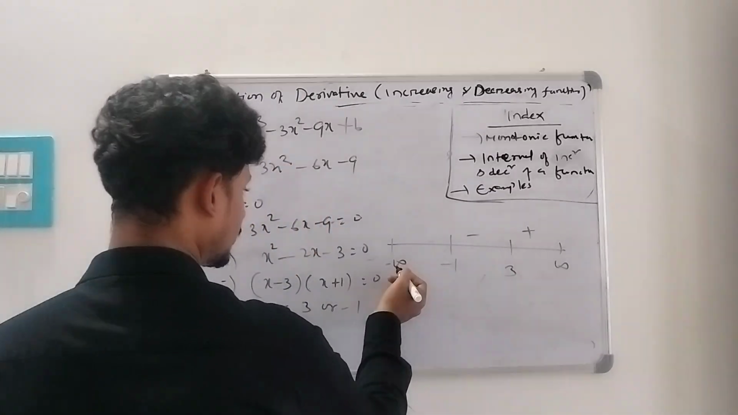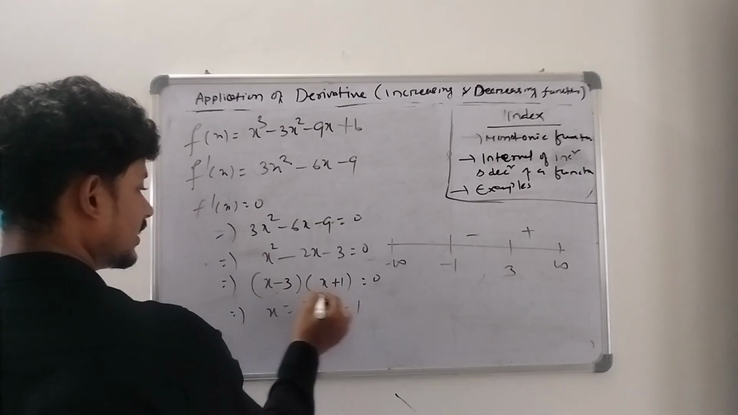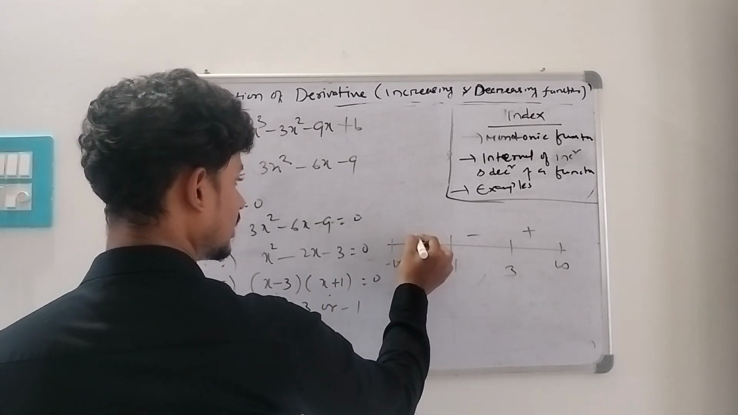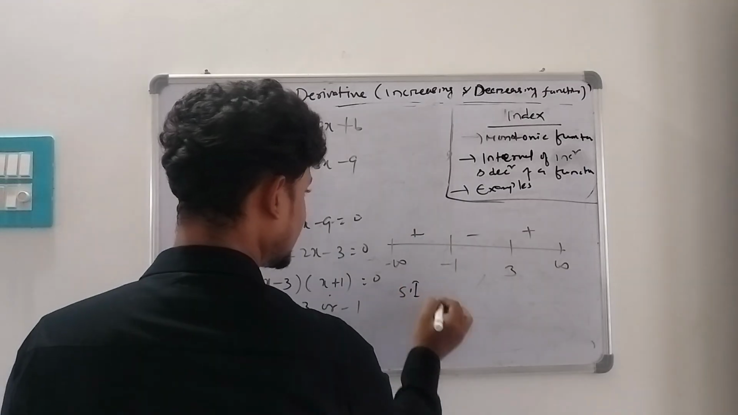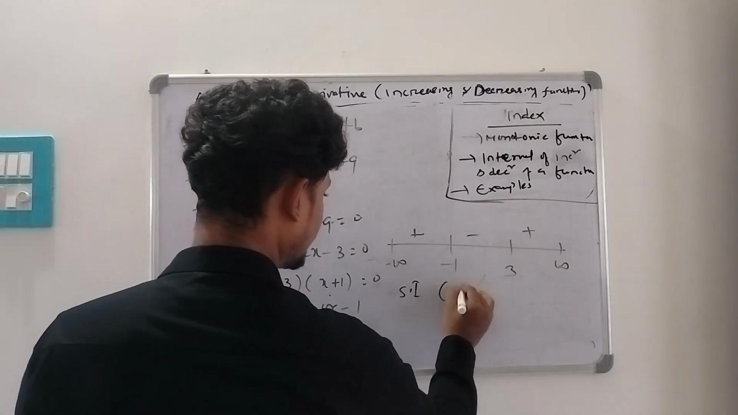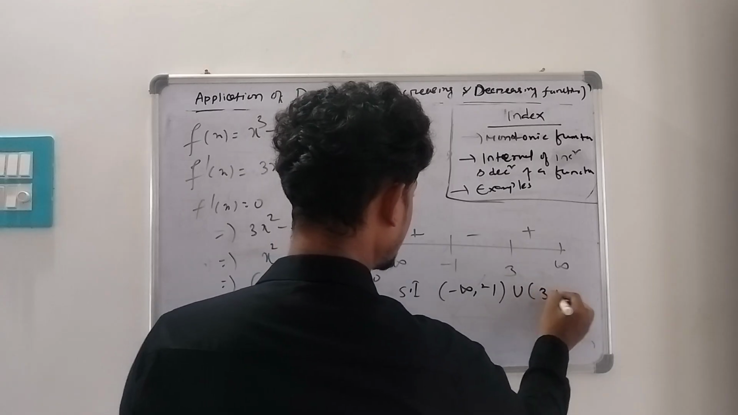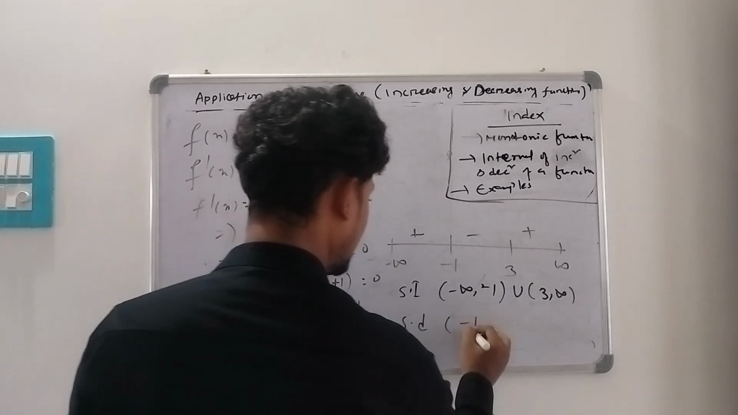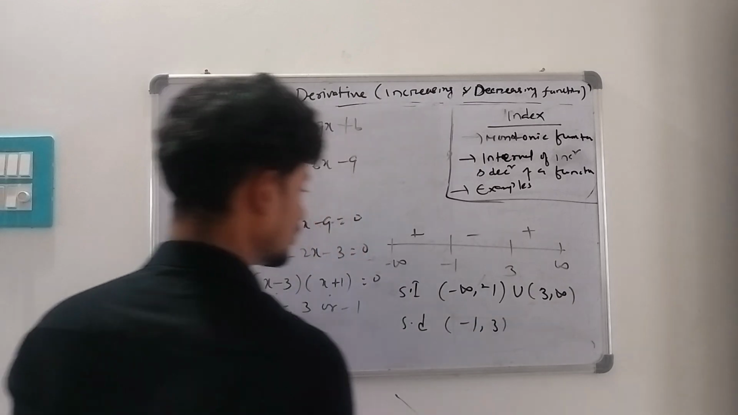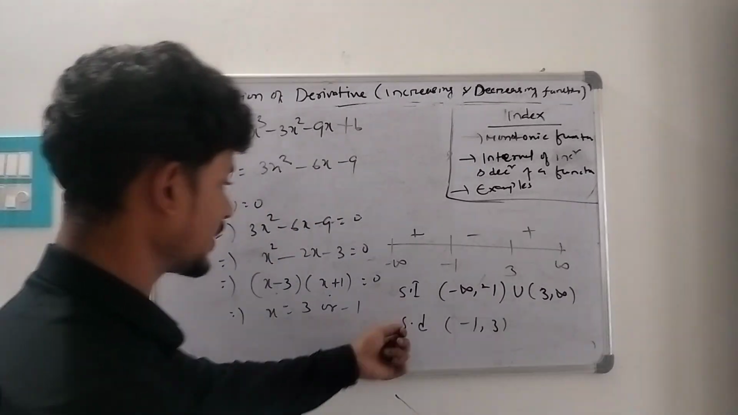And if I put a point from -infinity to -1, then both factors become negative, so the product becomes positive. Then the function is strictly increasing on the interval -infinity to -1 union 3 to infinity, and strictly decreasing on the interval -1 to 3. In this way we can find it.